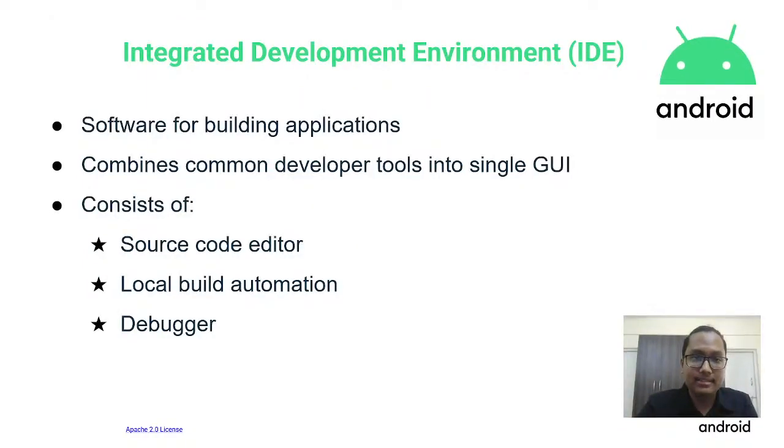Let's talk about integrated development environment. That is your IDE. So Android Studio is one of our IDEs, right? Android Studio is a software which helps you build mobile applications. It does so by combining lots of different tools into a single GUI, graphical user interface. You have your compilers, you have your debugger, you have your source code editor, you have your build automation tools, right? It packages all those tools into a single software and helps you create an application. So those are called your IDEs, and Android Studio is one of your IDEs.